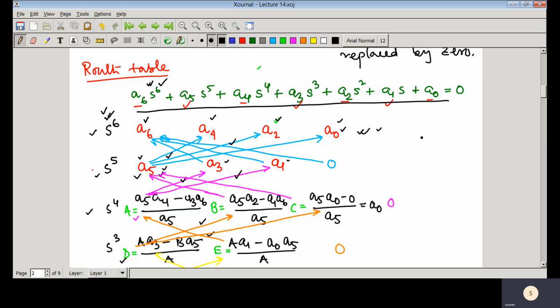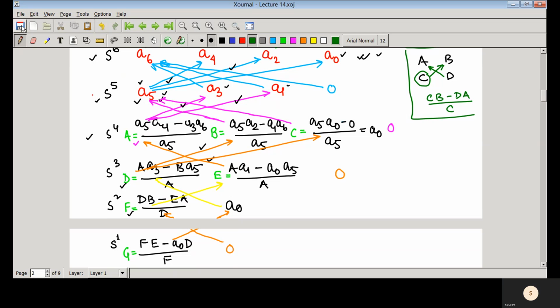and always the multiplication is like this. So whenever you have say a, b, c, d, the multiplication is always like that. This first one, that is cb minus da divided by this c. So this is actually the rule we follow whenever we build up this Routh table.